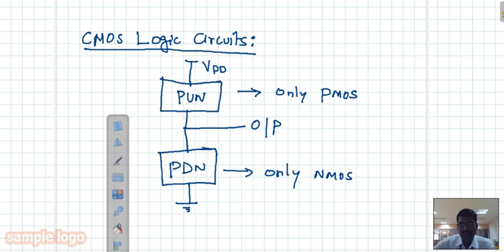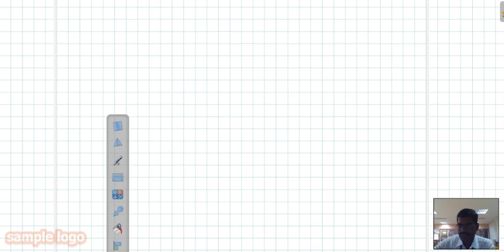Let us start with two input logic gates. First we'll draw a CMOS circuit for a two input OR gate. That is Y equal to (A plus B) whole bar.